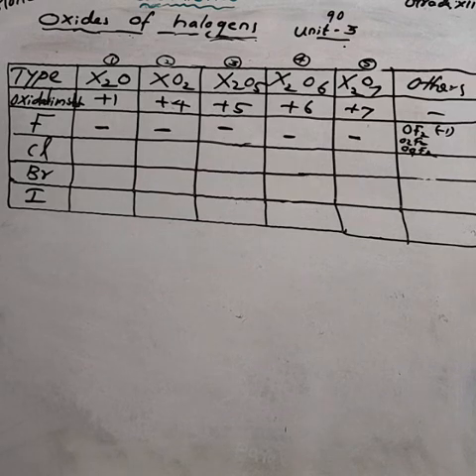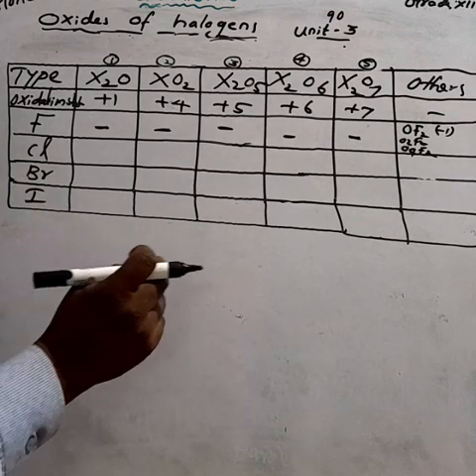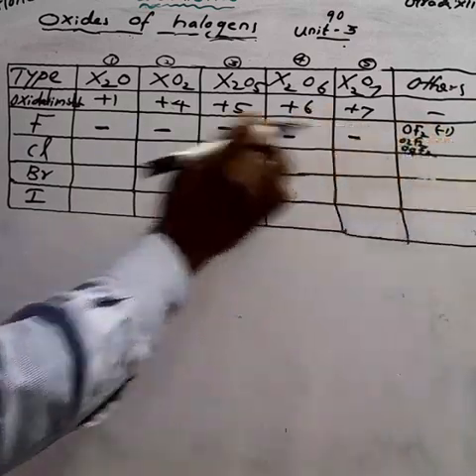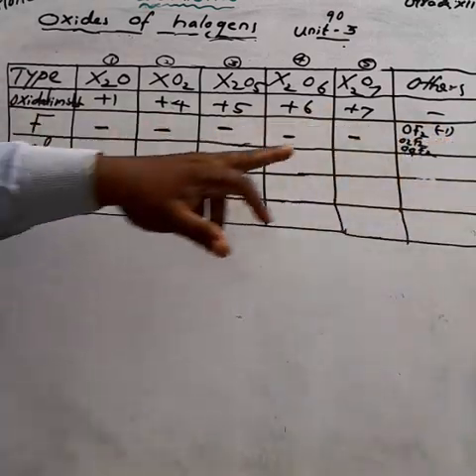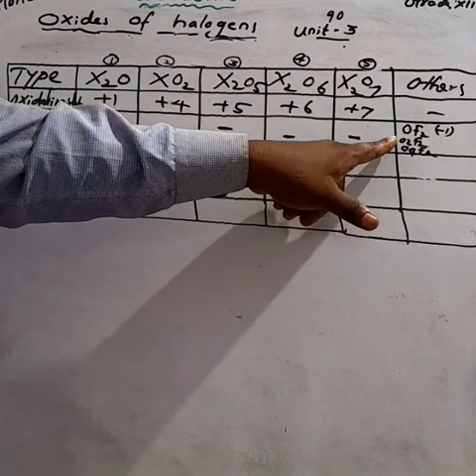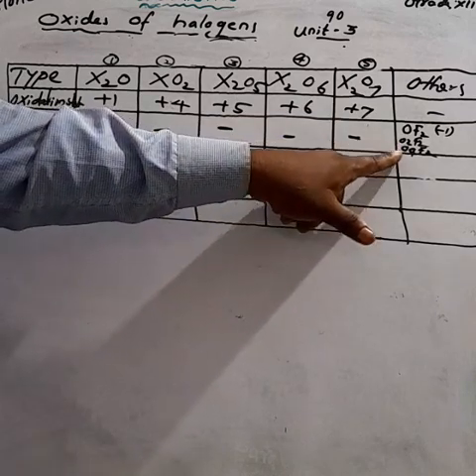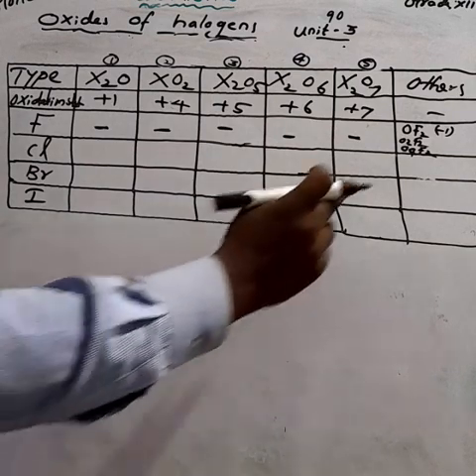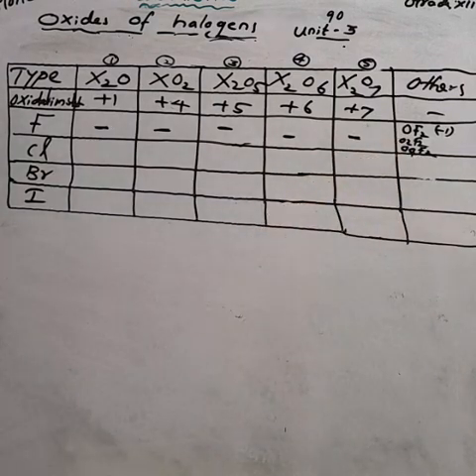These are the three different types of other compounds that can be formed by fluorine. Fluorine never forms X2O, XO2, X2O5, X2O6 and X2O7, but it can form OF2, O2F2, O4F2. These are some compounds. What is the name of the compound?